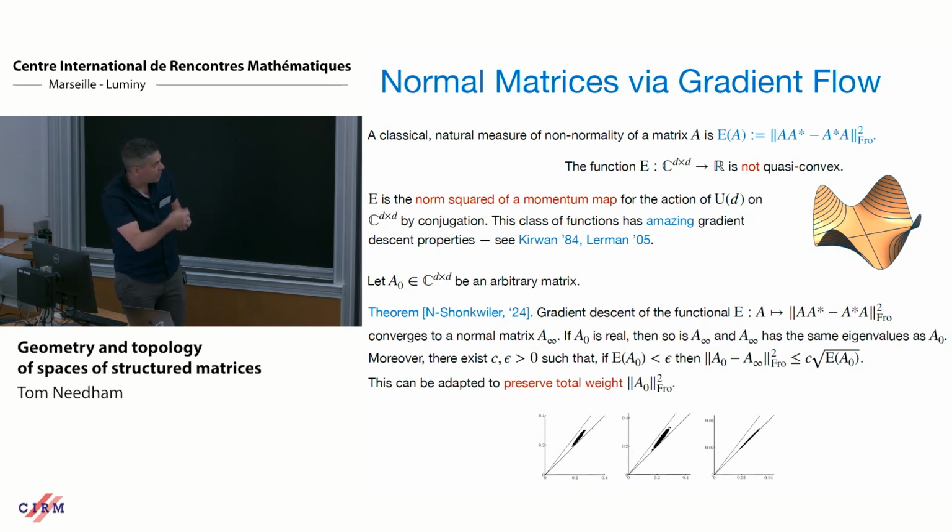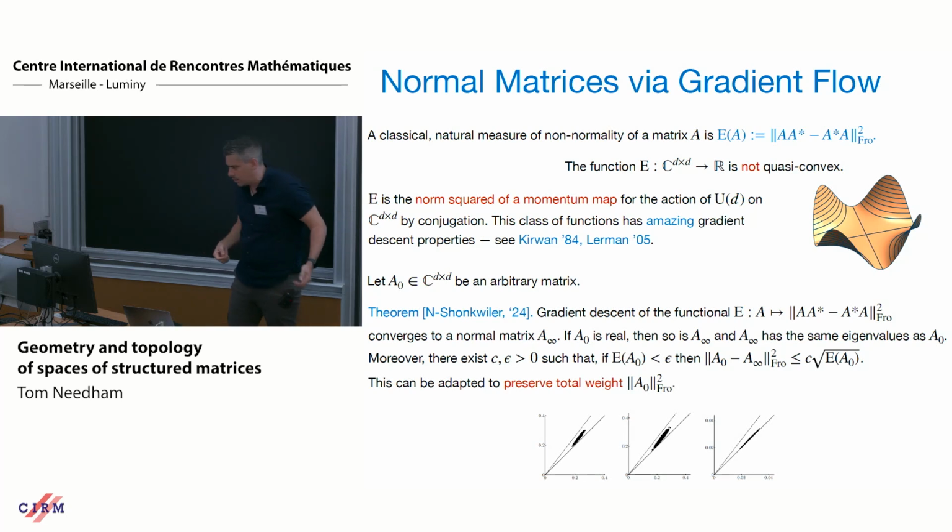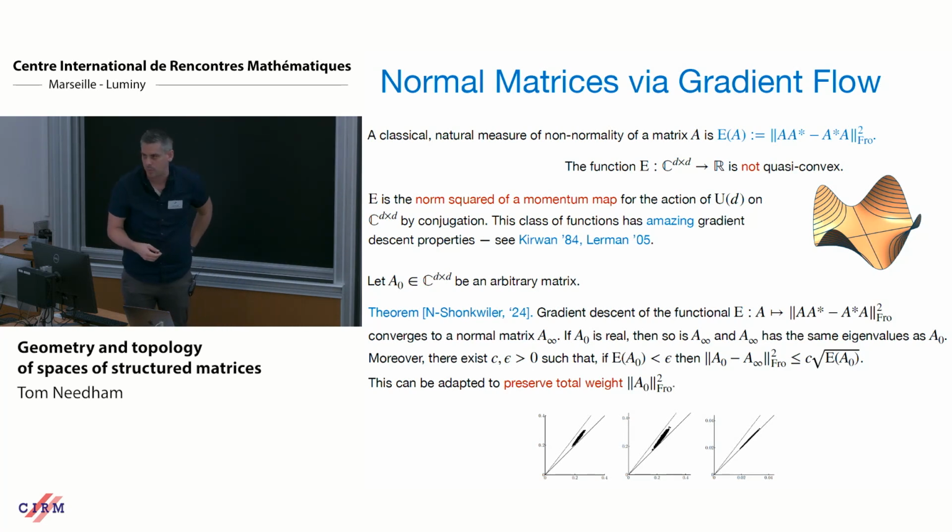It preserves eigenvalues. These are things which are not preserved by the standard nearest normal matrix algorithms. We can also get quantitative bounds: the distance that you travel is bounded by the energy of what you started with. This is coming from a Łojasiewicz inequality.